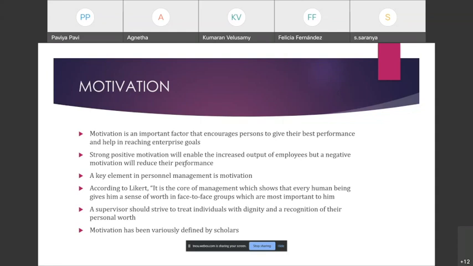Okay. Yeah. So what is motivation? To maintain goal oriented behavior. Very good. To maintain goal oriented behavior. Then anything else? Okay, fine. Not a problem. So motivation, as you said, yes, it is to maintain goal oriented behavior.